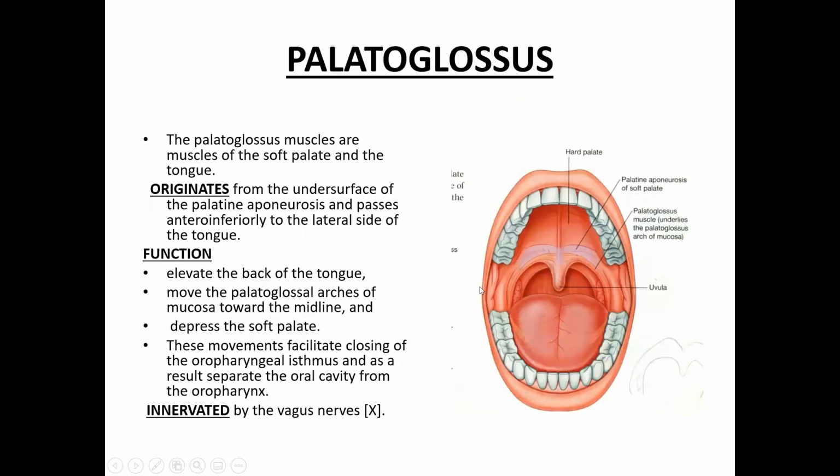The palatoglossal muscle is one of the muscles of the soft palate which also contributes to the formation of the tongue. Its function is to elevate the back of the tongue. It moves the palatoglossal arches of mucosa towards the midline. It depresses the soft palate. When it depresses the soft palate and elevates the tongue, it separates the oral cavity from the nasal cavity during breathing.